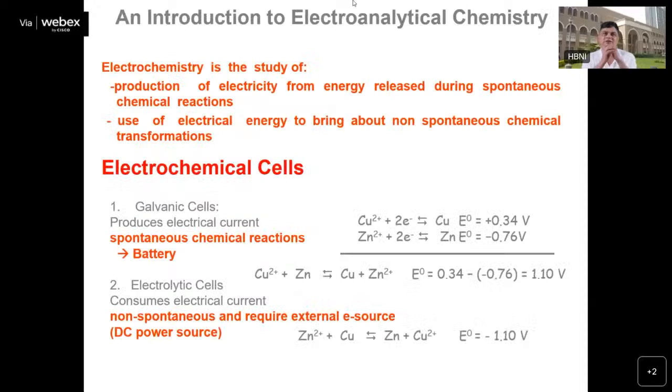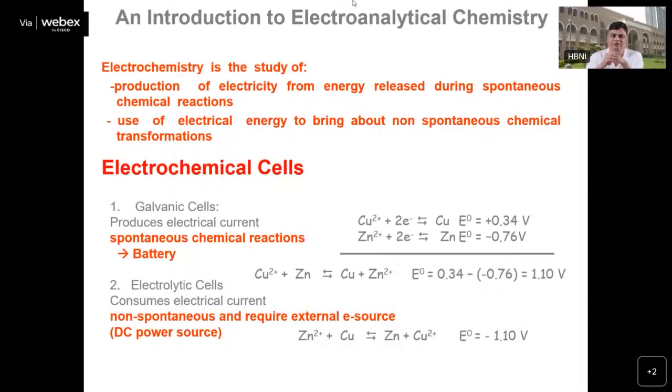So let's see. I think most of you must be aware of what electrochemistry is. Electrochemistry is basically the study of the production of electricity from energy released during a spontaneous chemical reaction, and the use of electrical energy to bring about a non-spontaneous reaction.